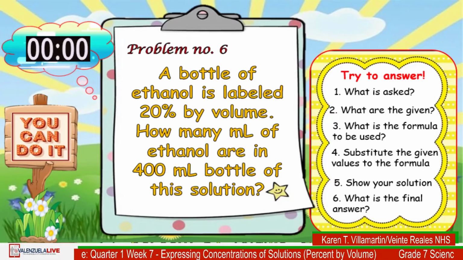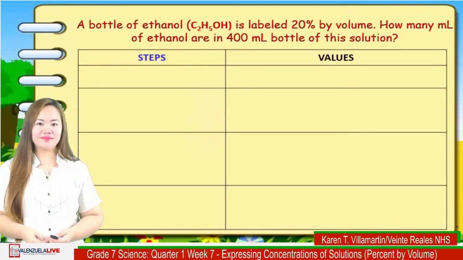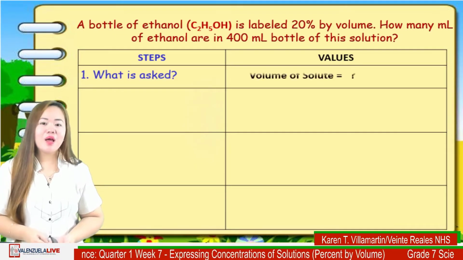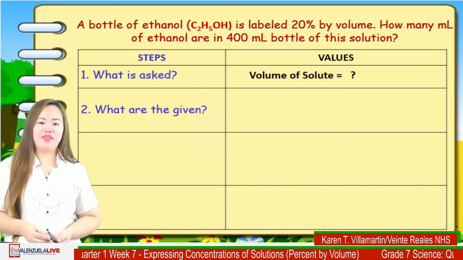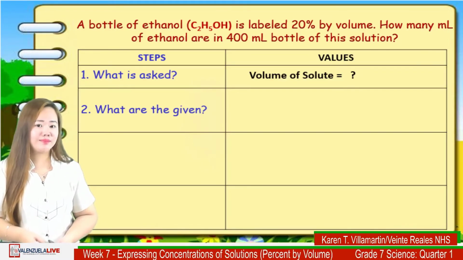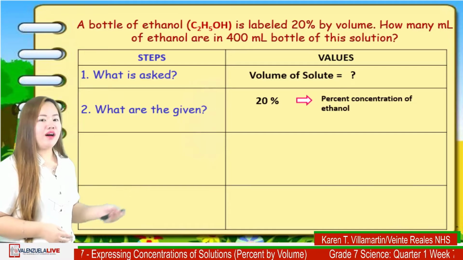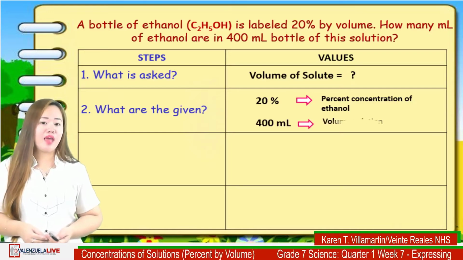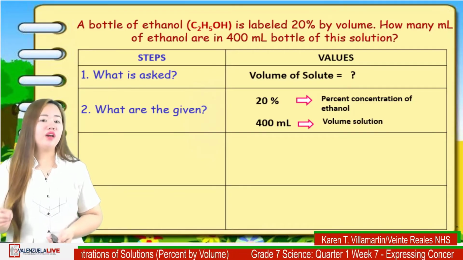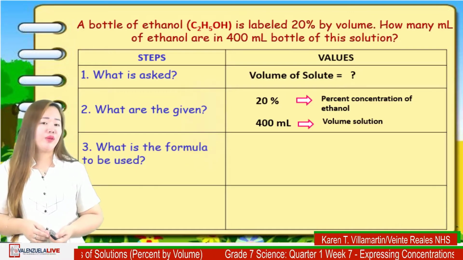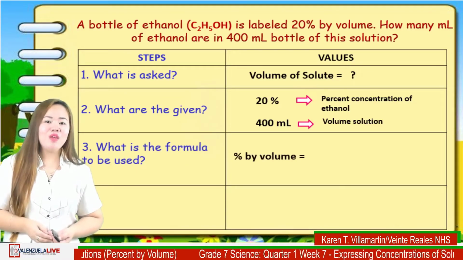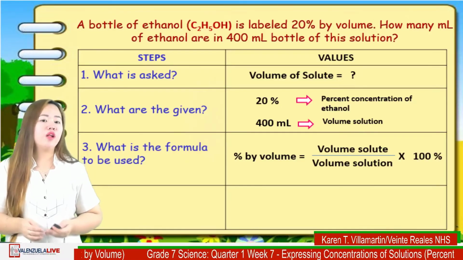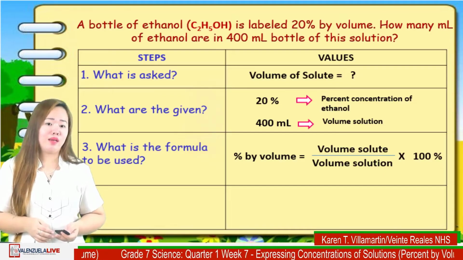Now, let us see if you got the correct answers. In this problem, what is being asked? Correct. Volume of solute. Then, what are the given? Great. The given are 20% concentration of ethanol and 400 ml volume solution. Therefore, what is the formula we are going to use? Nice. We will use percent by volume equals volume solute over volume solution times 100%.